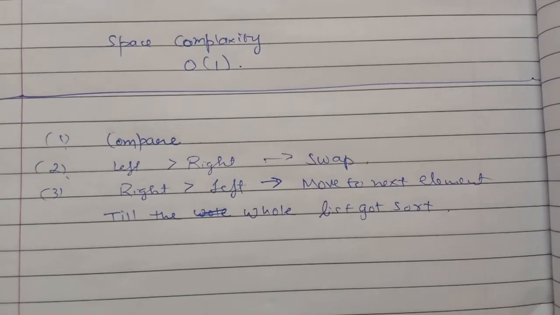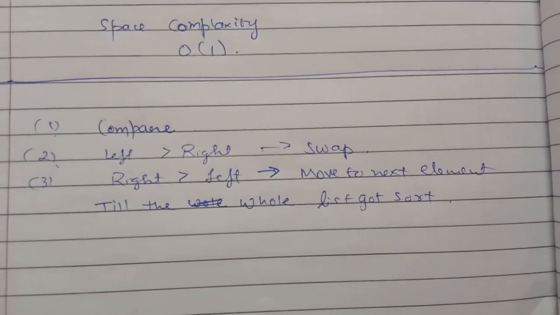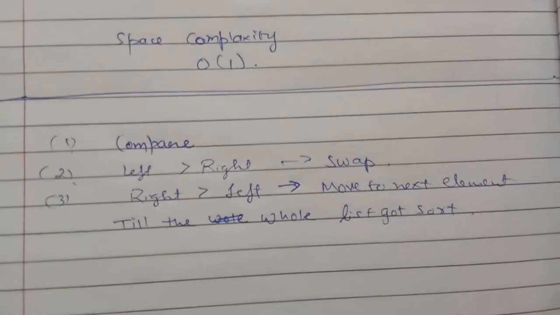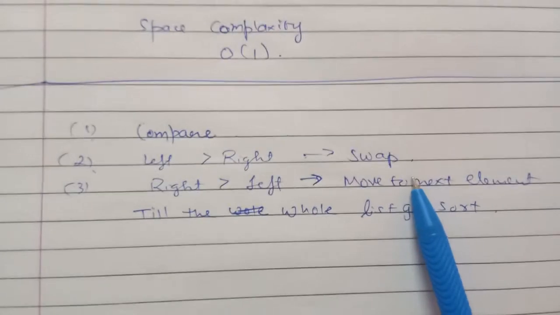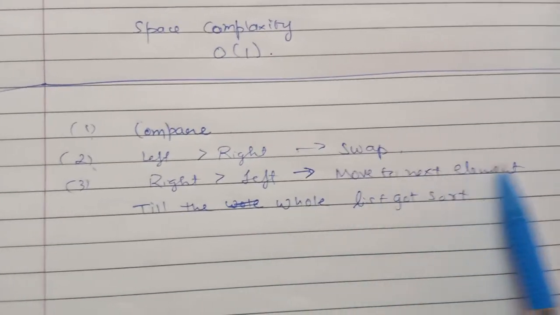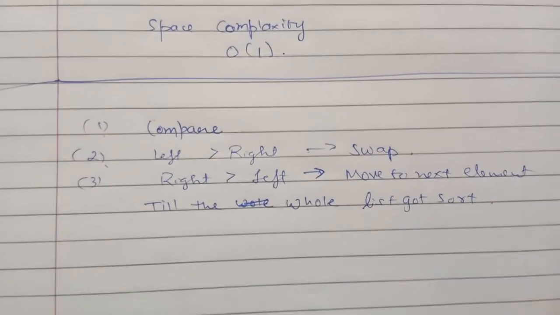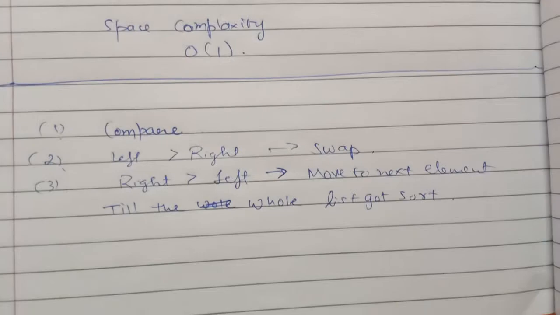So the whole bubble sort is based on the comparison between the left and the right element, and if the left element is greater than the right element, then just swap it, and if the right element is greater than the left element, then move to the next element till the whole list gets sorted. So let's move on to the computer screen and see how the syntax works.